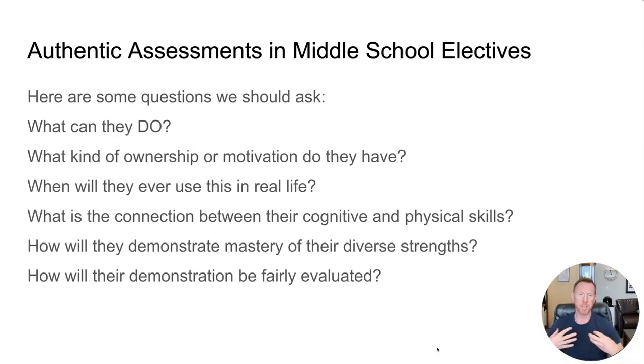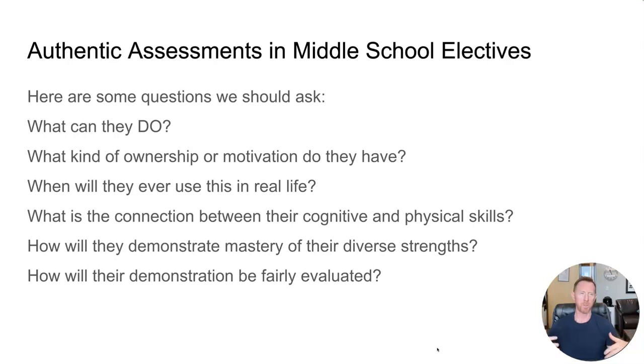Some kids, let's say for example in my dance class, are going to be really smart mentally and be able to memorize very quickly. Other kids are going to be able to produce and do the dance moves easier than others. Well, how can I help them bridge that gap? How can I connect the two? And how can I celebrate the fact that they're using their strengths and have them show me that they've mastered their strengths? And then finally, how is their demonstration going to be fairly evaluated?